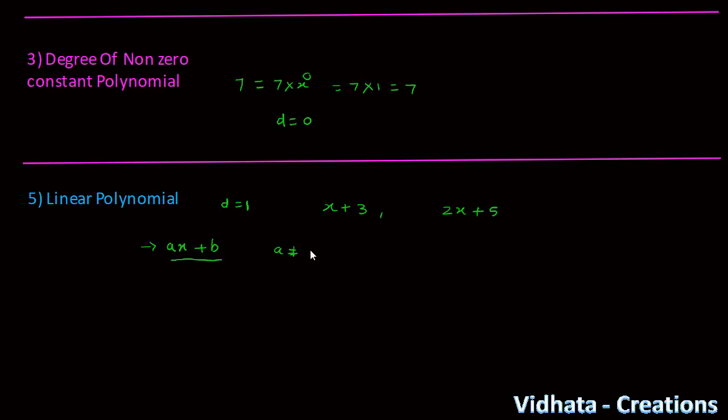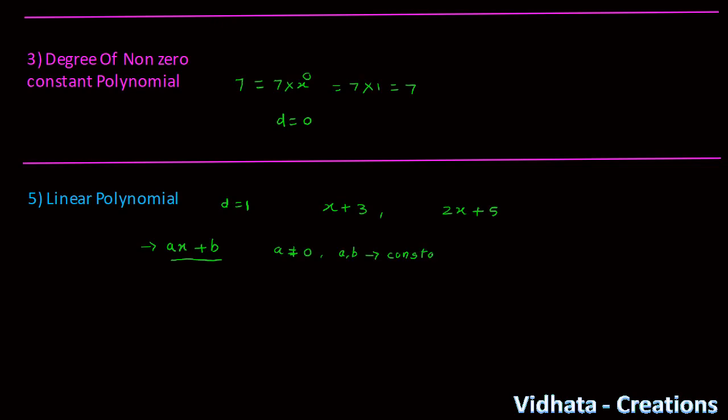Because if a is equal to 0, then a into 0 will be 0, and the polynomial will become a non-zero constant polynomial, because here a and b are constants. Here a and b both are constants. So this is the standard form of the linear polynomial.